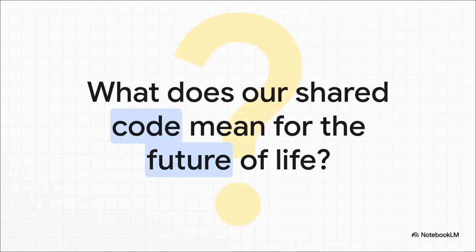Which leaves us with a final massive question. This shared code is the whole reason we can study yeast to understand a human disease or use bacteria to create new technologies. So if every living thing is basically running on a different version of the same software, what does that mean for our future ability to debug, rewrite, and maybe even engineer life itself? It's a pretty big thought to leave you with.